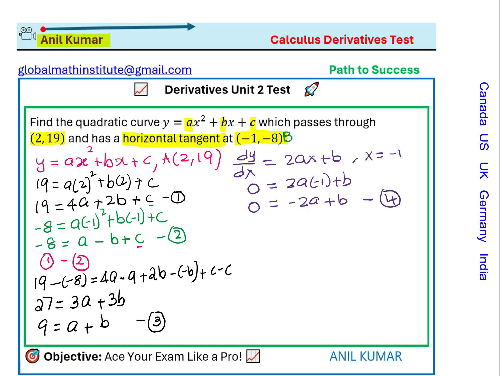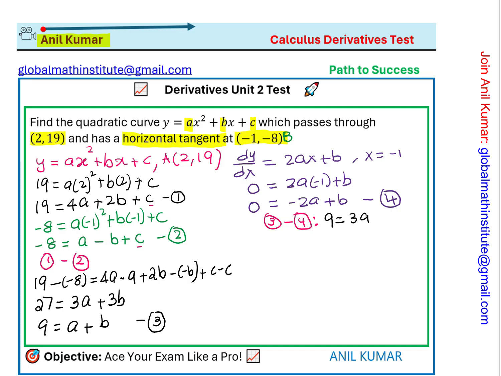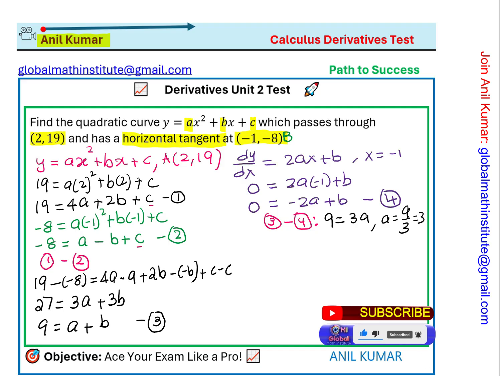So we can call this as our equation number 4. Clearly, we have 9 equals a plus b and 0 equals minus 2a plus b. So, if I subtract one from the other, so that is to say, equation 3 minus equation 4, we get what? So, we get 9 equals a minus of minus 2a gives you 3a, b minus b is 0. So, we get this, and from here, we now know that a should be equal to 9 by 3, which is 3. So we know the value of a is 3.